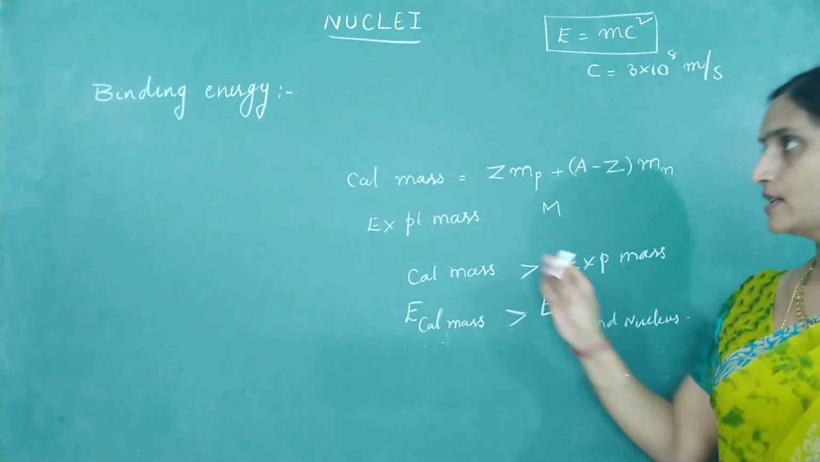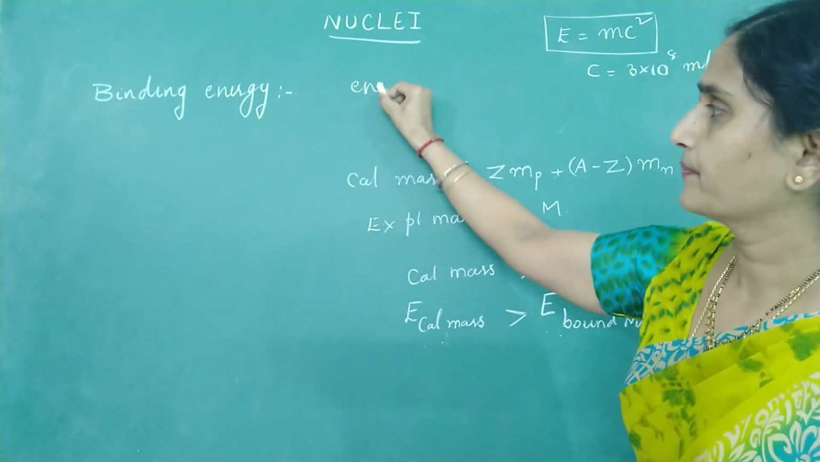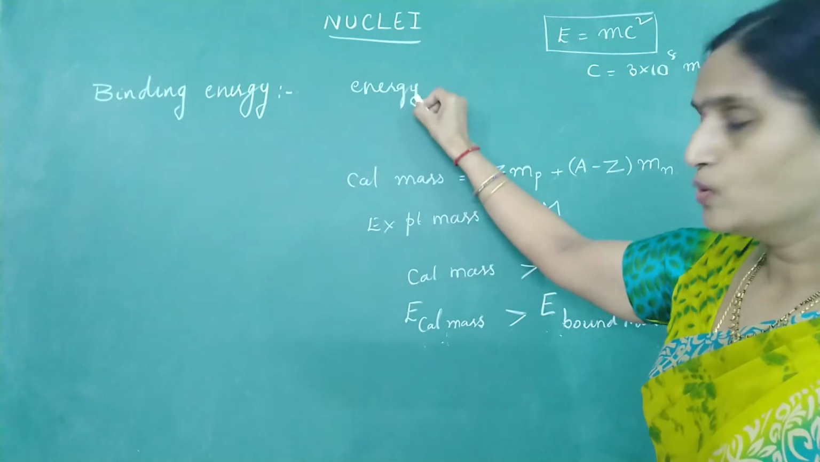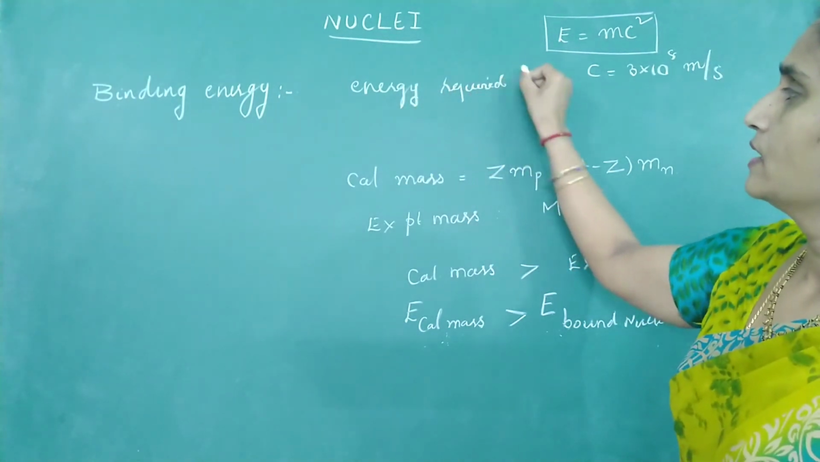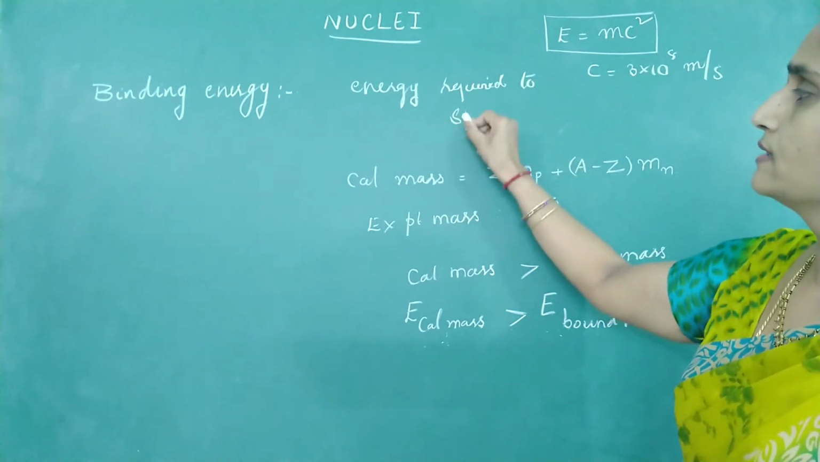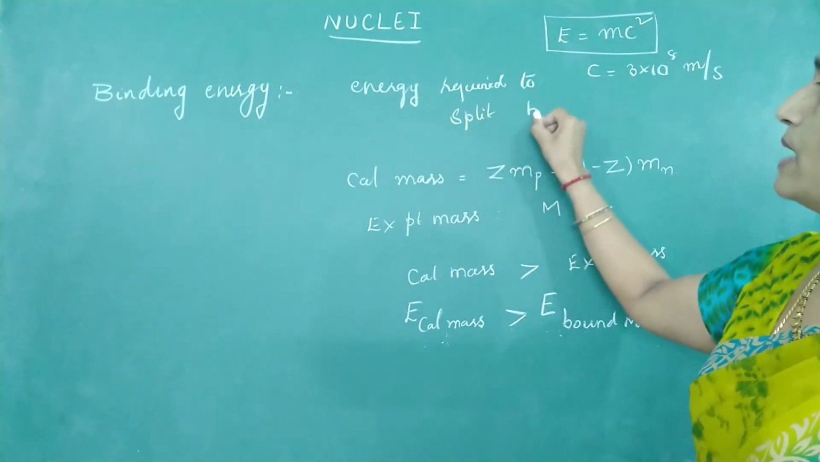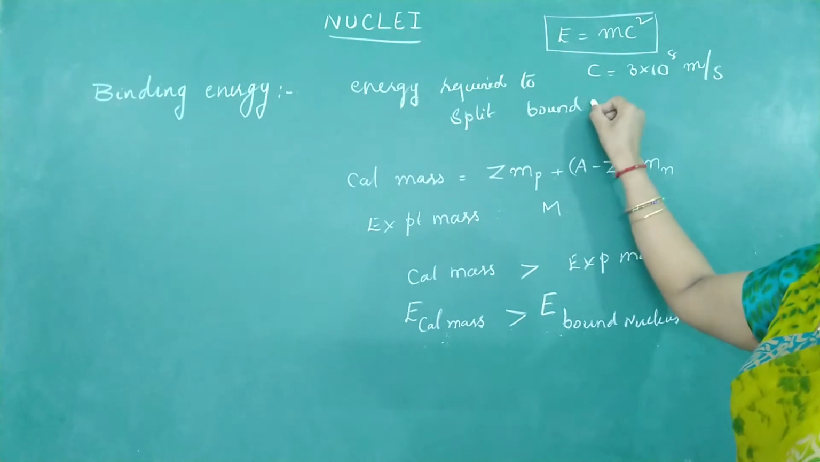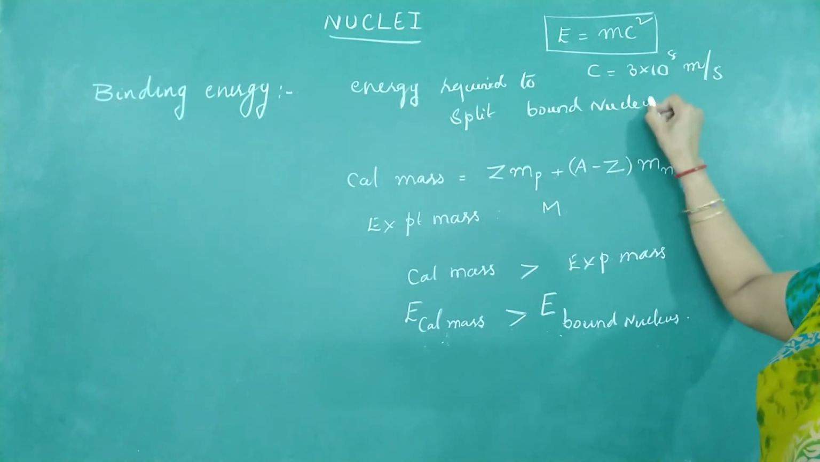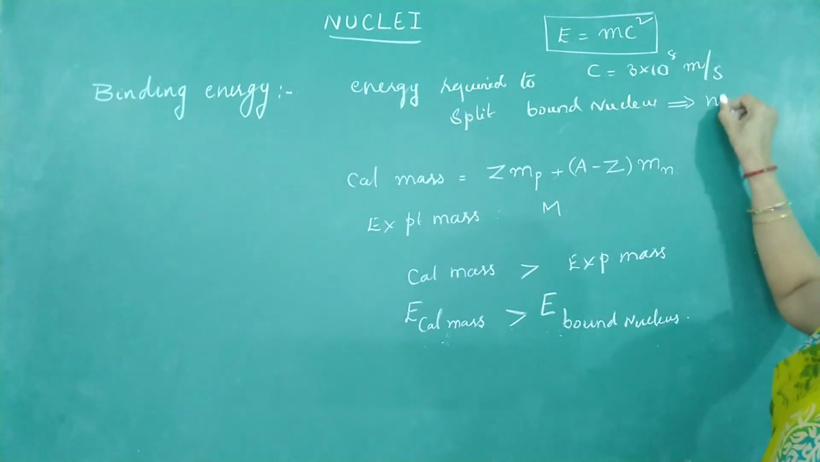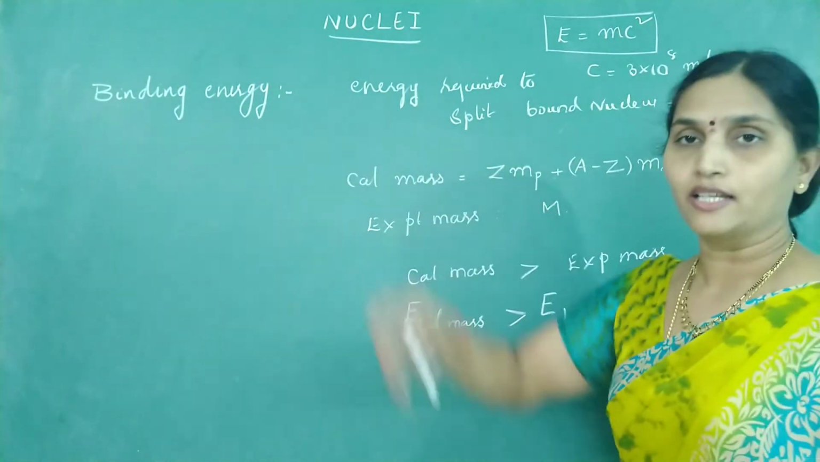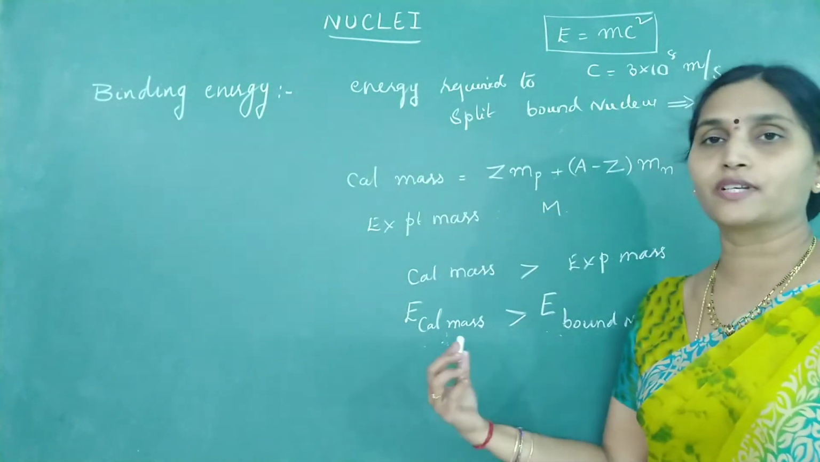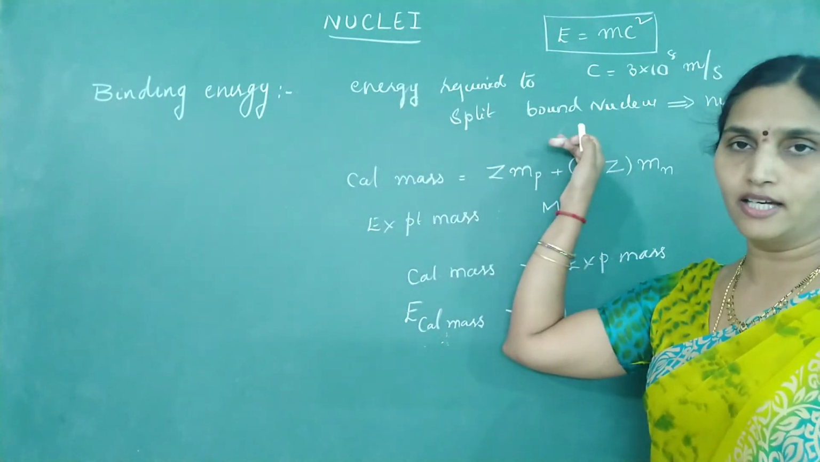Again I repeat, the amount of energy that you need to supply or require to split a bound nucleus into constituent nucleons is nothing but called binding energy. The energy difference is nothing but called binding energy.